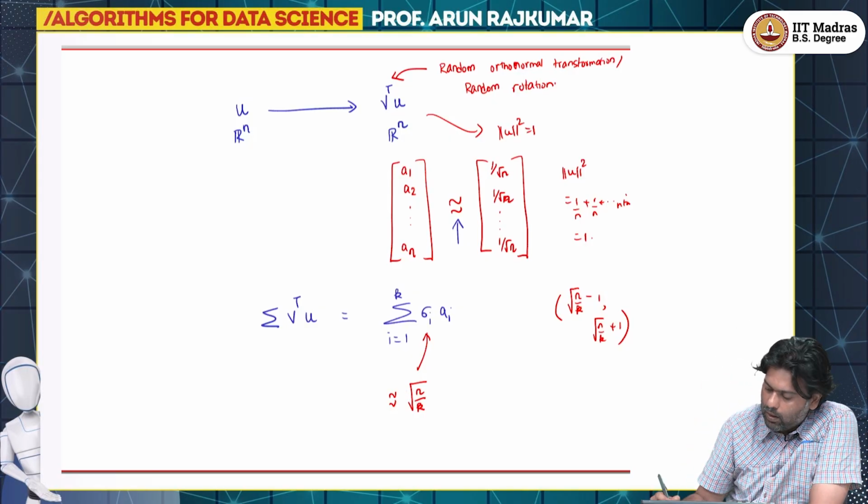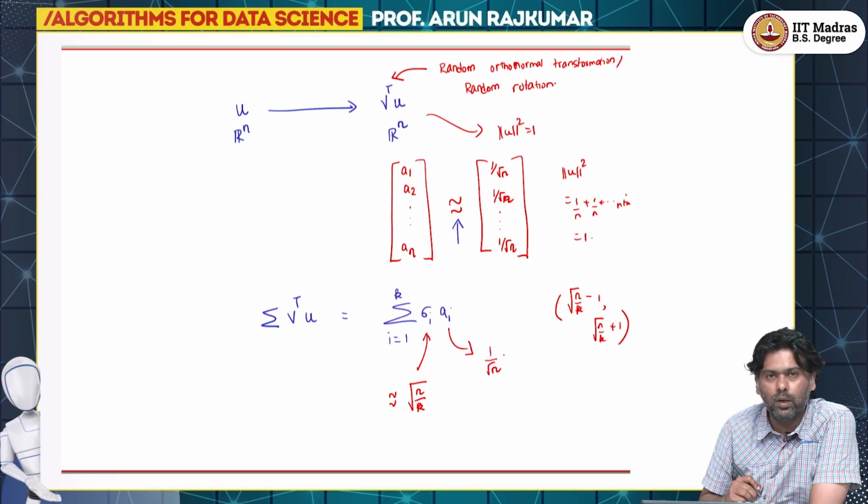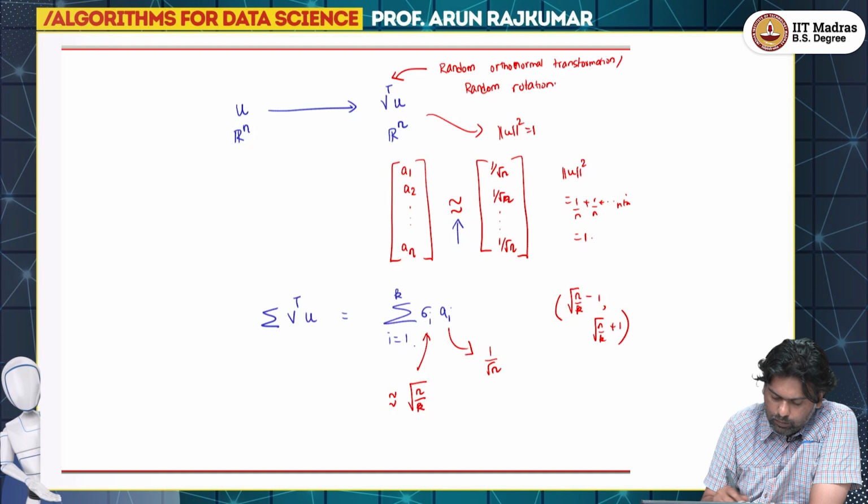Which means that approximately these singular values are all square root of n by k, and approximately each a is something like 1 by square root n. So which means the sum over this, if I, I mean, I should not, there is no sum happening here.